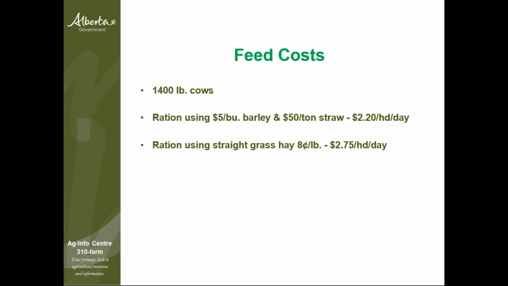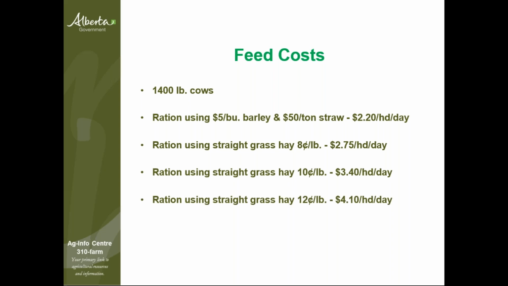When I ran the same rations using 8 cents a pound straight grass hay, it gave me a price of $2.75 per head per day. We did get reports of hay in that 10 cents a pound range for cow-calf operations. I put that into the Cow Bites program, and it jumped up to $3.40 per head per day. And then there was the odd case where some hay was selling for 12 cents a pound, and boy, that popped it right up to $4.10 per head per day.